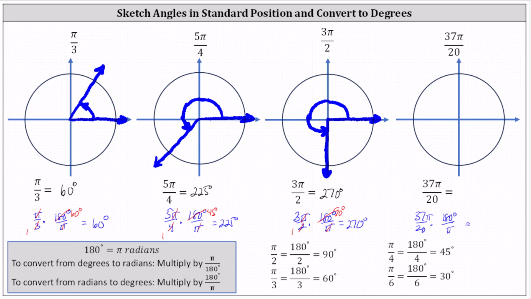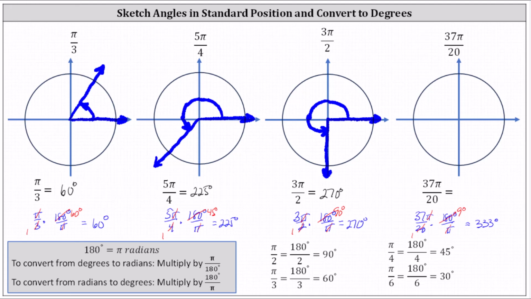Pi divided by pi simplifies to 1. There's 1, 20, and 20, and 9 20s and 180. 180 simplifies to 9 degrees. We're left with 37 times 9 degrees, which is 333 degrees.